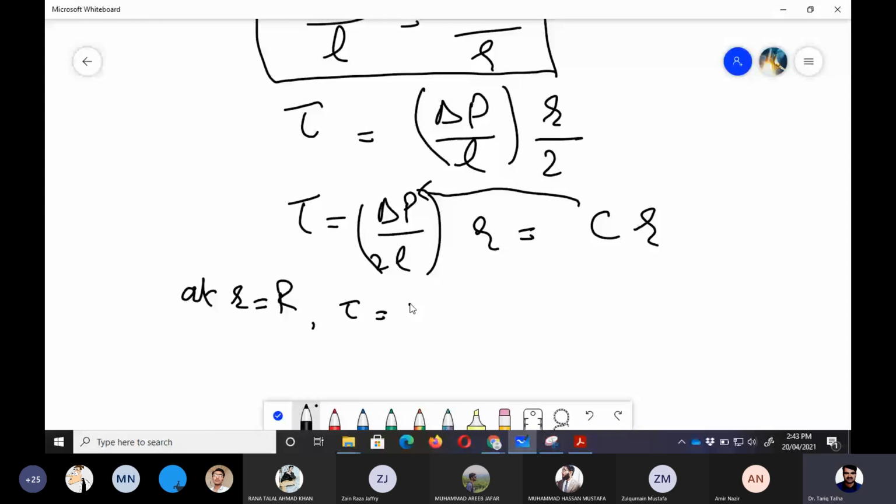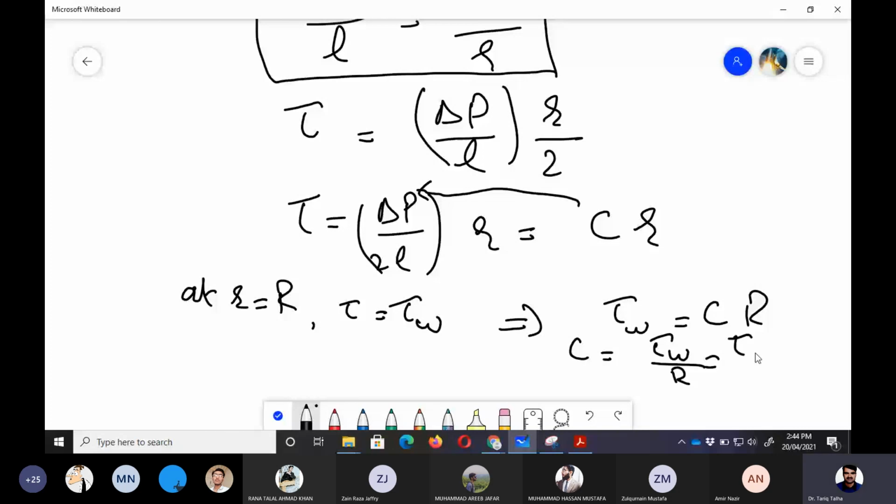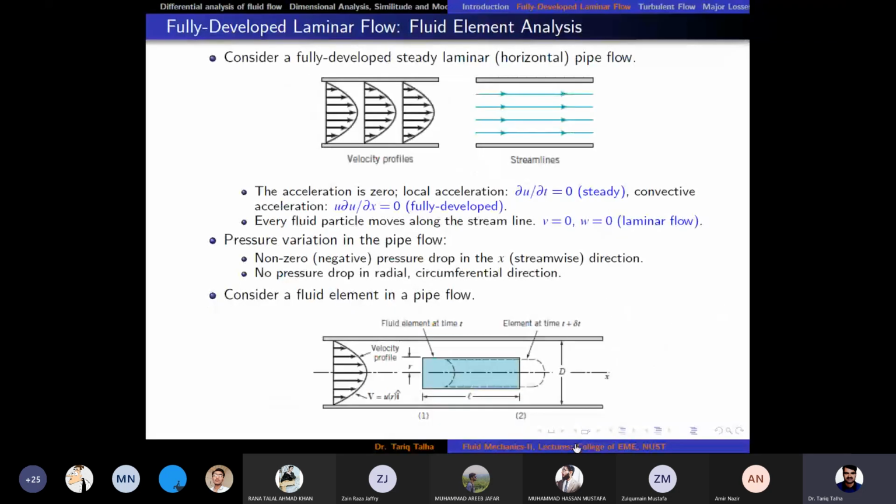So from here I can write that tau omega is equal to C into R, and C would be equal to tau omega upon R, and in terms of diameter, that's what I have written here: C equal to 2 tau omega upon D.